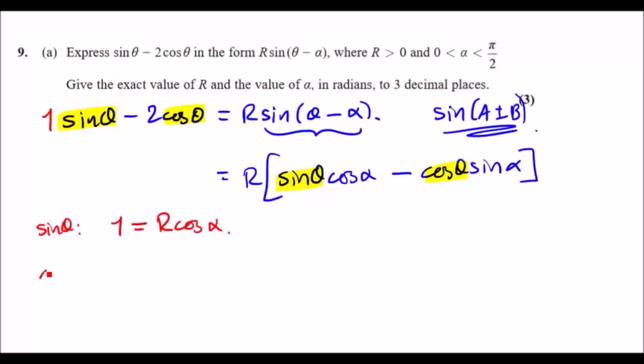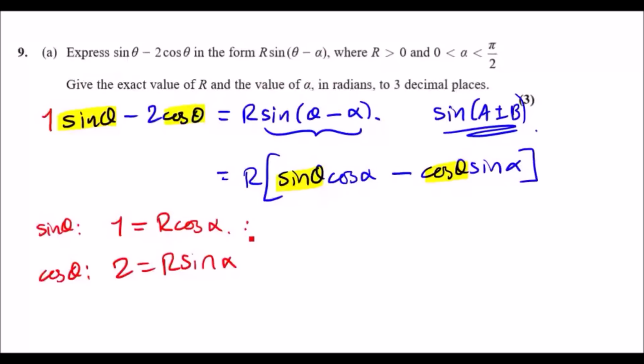And then repeat the same for cos theta. We'll notice that we have a coefficient of 2 there. And by the way, they're both negative, so we can ignore negative signs. This has a coefficient of 2, and this has a coefficient of r times sine alpha. So 2 equals r sine alpha.